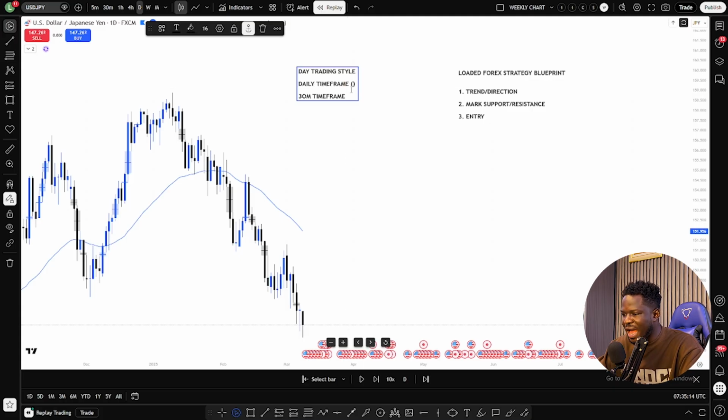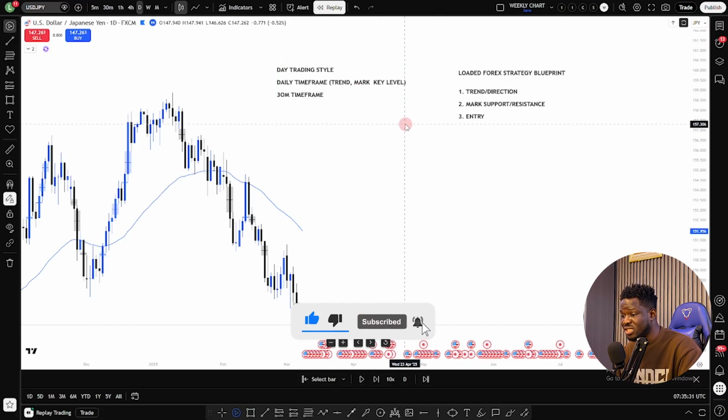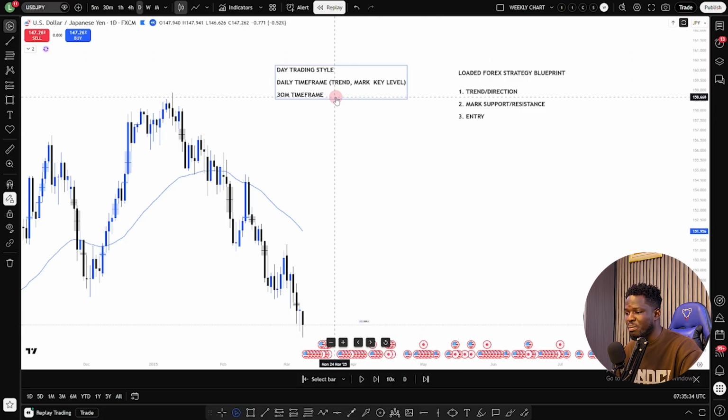Then what is the analysis you need to carry out on the daily time frame? Number one, figure out your trend on the daily time frame. Then mark your key level on the daily time frame. If I say key level, it also means your support or resistance depending on the trend of the market.